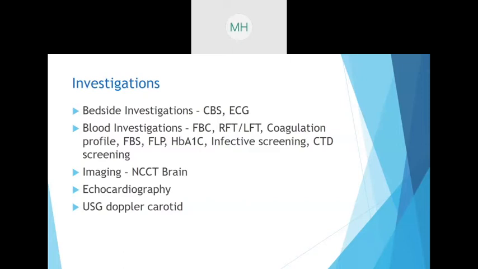Next is echocardiography. Of course, this is mainly done in the ward. Echocardiography, for example, is to look for any presence of intracardiac clot, or any valvular vegetation. Ultrasound Doppler of the carotids is to look for any carotid stenosis.